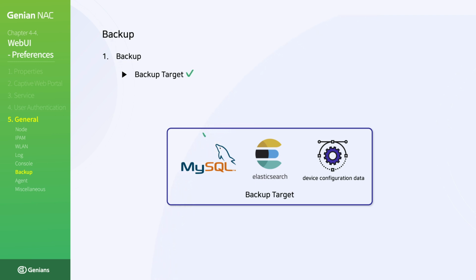The Register Certificate section is used to input a certificate issued in PEM format by an external certificate authority using a CSR. After registering the issued certificate, restart the system to apply the certificate.